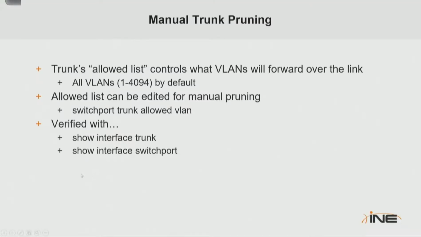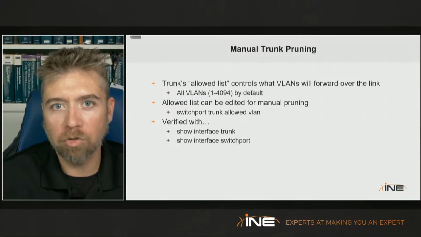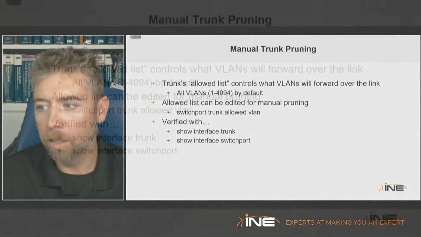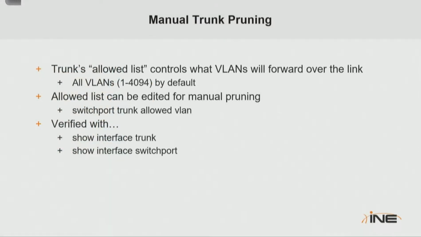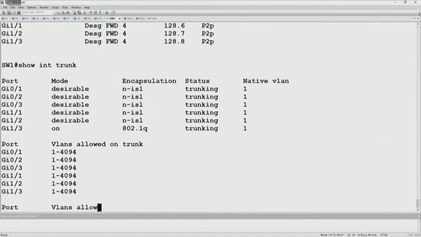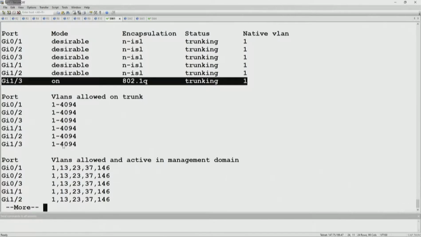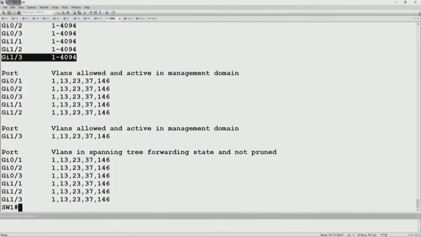Okay, now when we're trunking, the allowed list controls what VLANs will be forwarded over the link. The default is that all VLANs are candidate to be forwarded, so 1 through 4094. There's no administrative limit as to what VLANs can flow. And we can change this with the switchport trunk allowed VLAN list if we want to manually prune the VLANs. So on switch 1, if we were to look at the show interface trunk, we see that we have our static trunk link going towards the router ports that is allowing all VLANs, but it tells us which ones are actually being used.